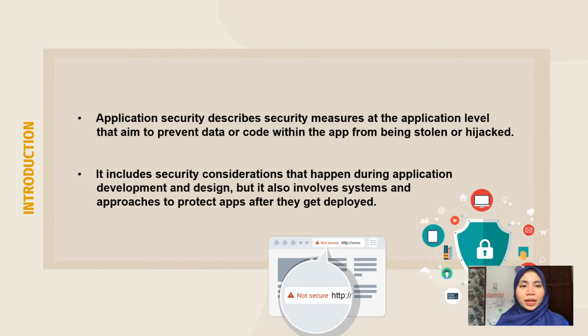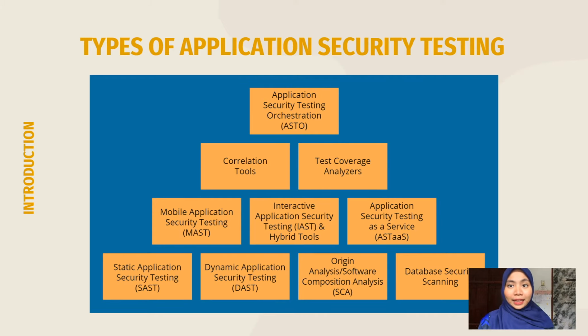Basically, application security describes the security measures at the application level that aim to prevent data or code within the apps from being stolen or hijacked. It includes security considerations that happen during application design and development as well as after the application has been deployed. Here are the 10 types of application security testing, and the most well known are SAST and DAST. SAST is Static Application Security Testing and DAST is Dynamic Application Security Testing.